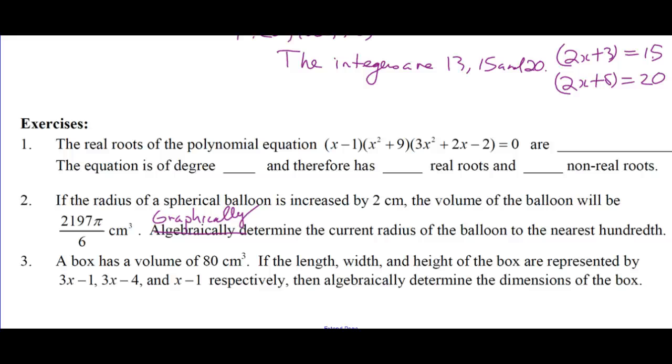This would be the radius of the balloon to the nearest 100th of a centimeter. So make sure you put centimeters on the answer for this.